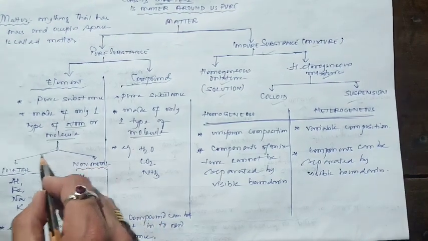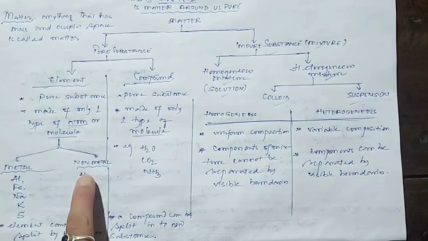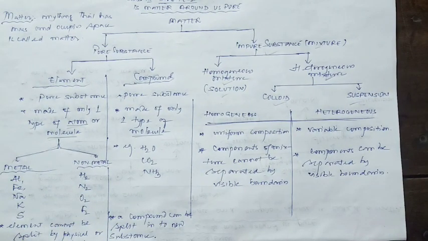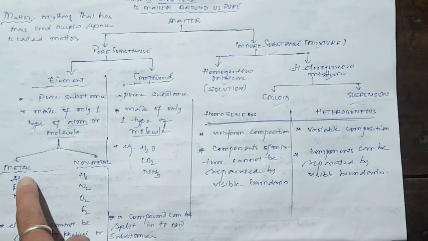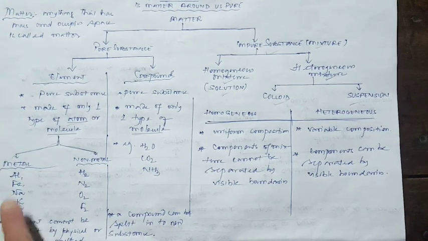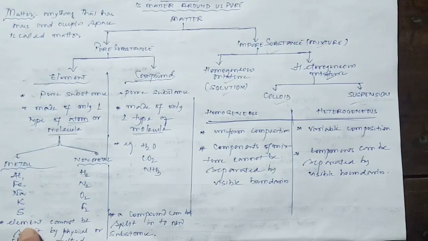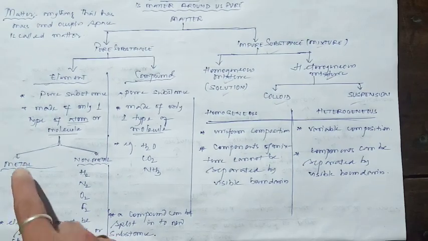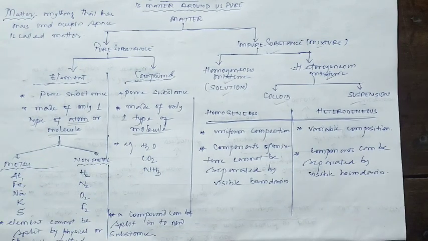See, these elements further can be classified into metals and non-metals. These are the metals. These are some of the familiar metals. We all are very much familiar with these metals: aluminium, iron, sodium, potassium, sulfur, and many more. All these elements are metals. These are made up of only one type of particles and they are atoms.